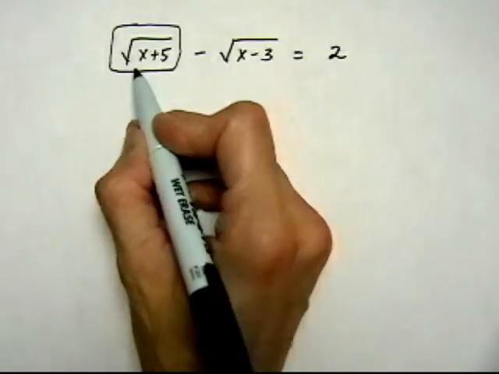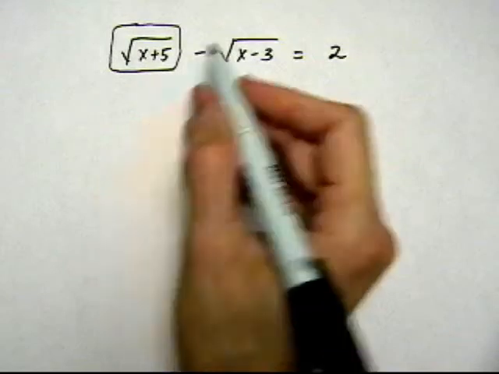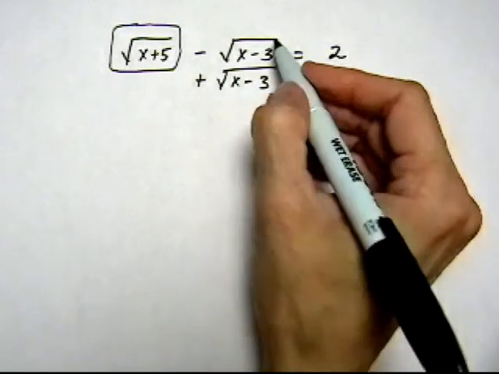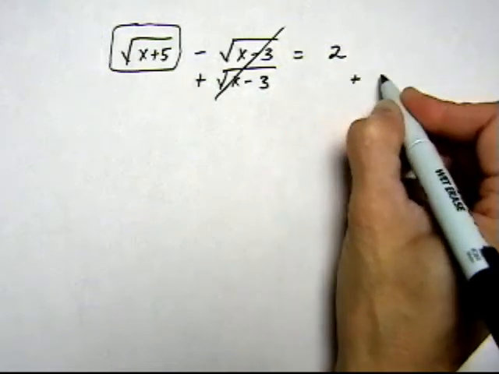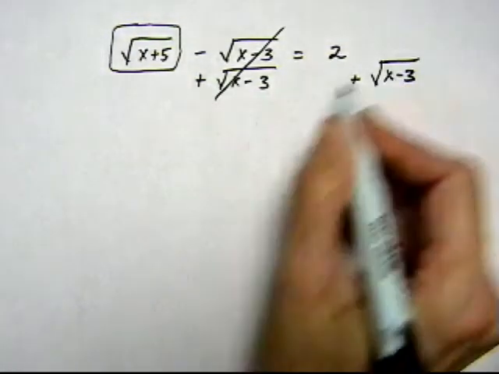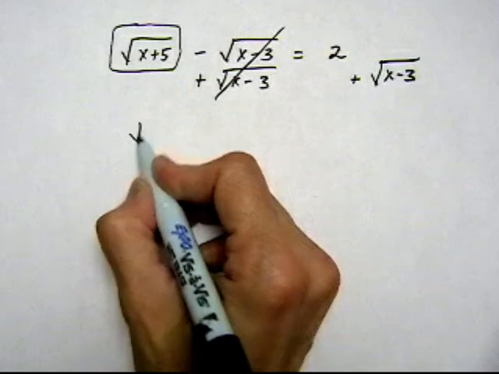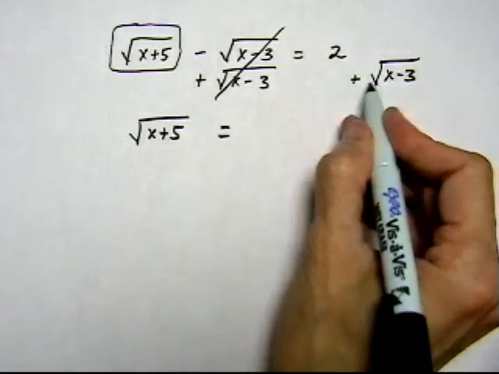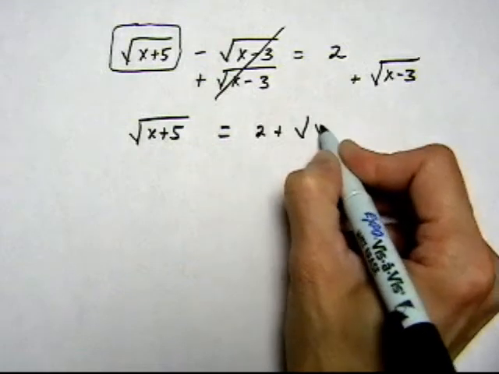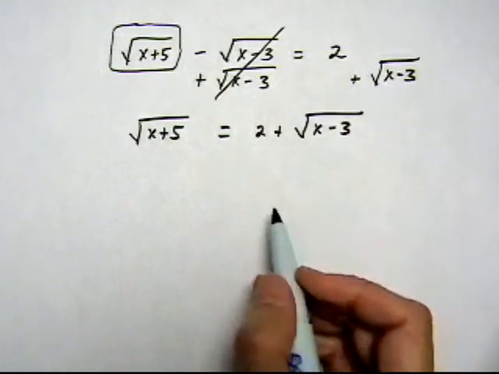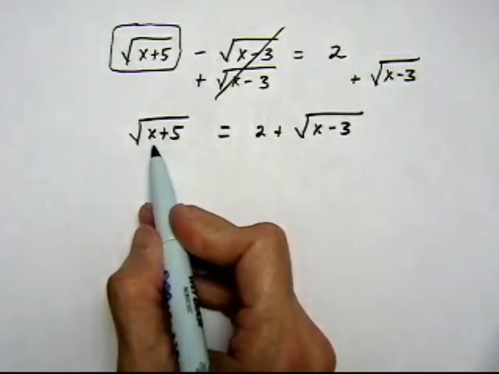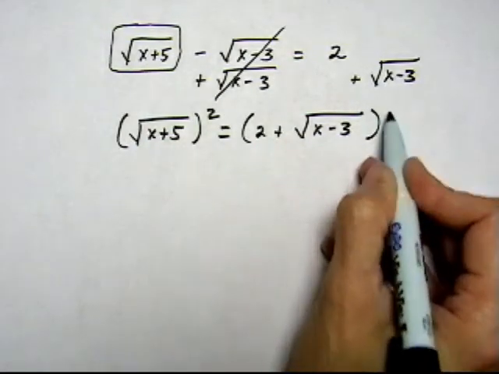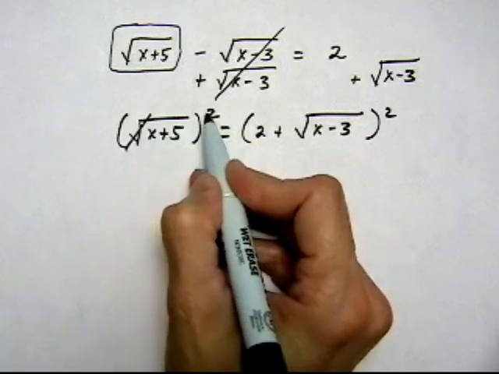Alright, so let's go ahead. We'll isolate square root of x plus 5. Which means we need to add root x minus 3 to both sides of the equation so that it cancels on the left. And that gives us root x plus 5 on the left equals 2 plus square root of x minus 3. And now we have an isolated root. As soon as we have an isolated root, we can square both sides of the equation. And that'll get one of our roots to go away.